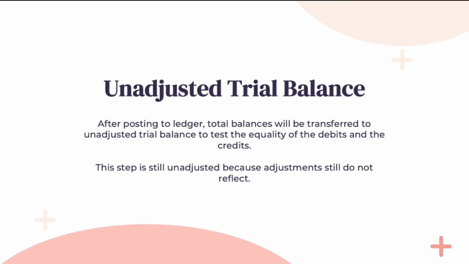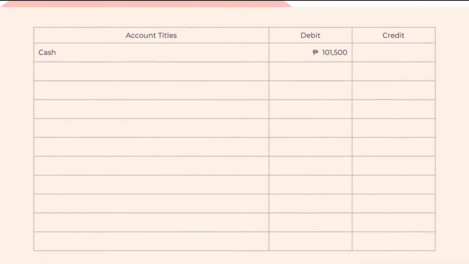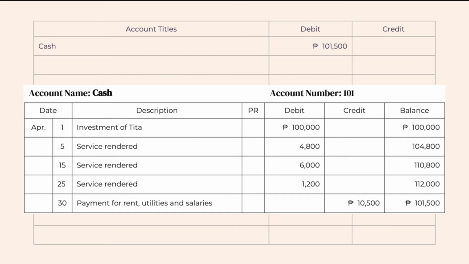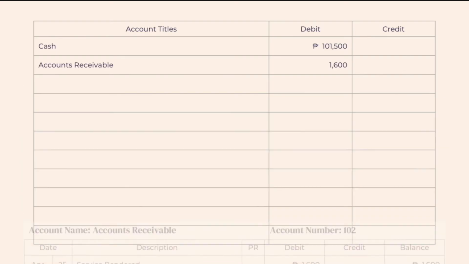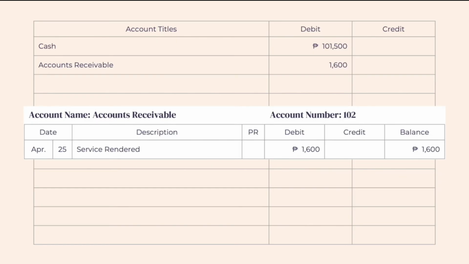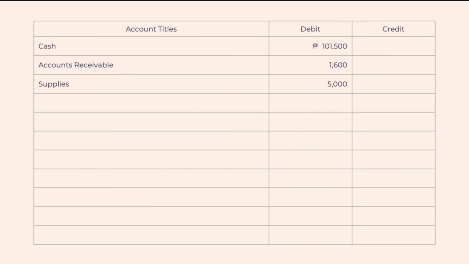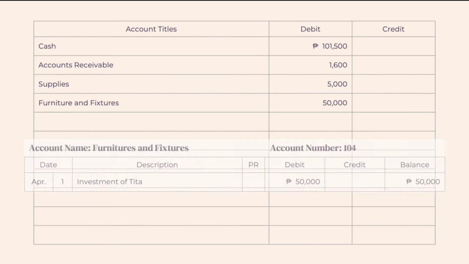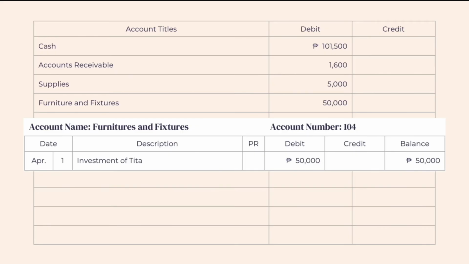Sa paggawa ng unadjusted trial balance, ang pagkakasunod-sunod na account titles ay nakabase sa pagkakasunod-sunod nila sa chart of accounts. Kaya dito magsisimula muli tayo sa cash. As you can see in the ledger of cash, its total amount is 101,500 pesos with debit balance. Next is accounts receivable, another debit balance with 1,600 pesos. Then supplies with a total balance of 5,000 pesos as written in its ledger. Another debit balance is the furniture and fixtures with 50,000 pesos.